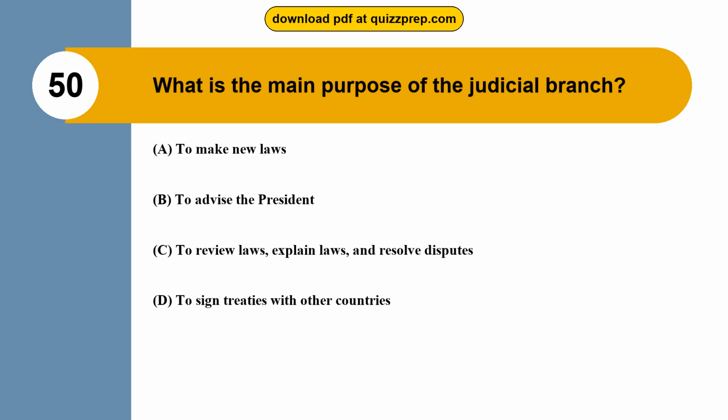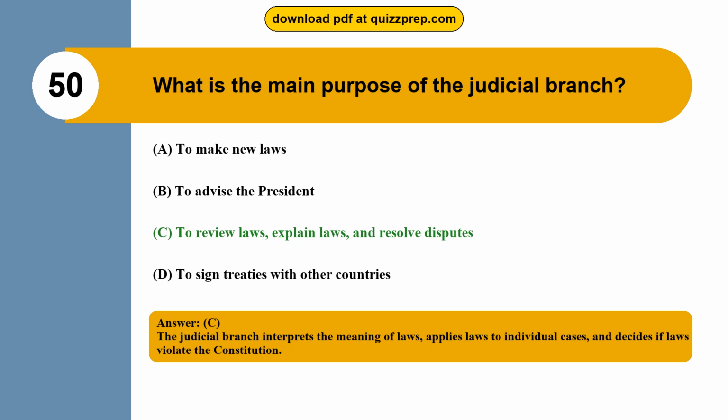Question 50. What is the main purpose of the judicial branch? Option A. To make new laws. Option B. To advise the president. Option C. To review laws, explain laws, and resolve disputes. Option D. To sign treaties with other countries. The correct answer is option C, to review laws, explain laws, and resolve disputes. The judicial branch interprets the meaning of laws, applies laws to individual cases, and decides if laws violate the Constitution.